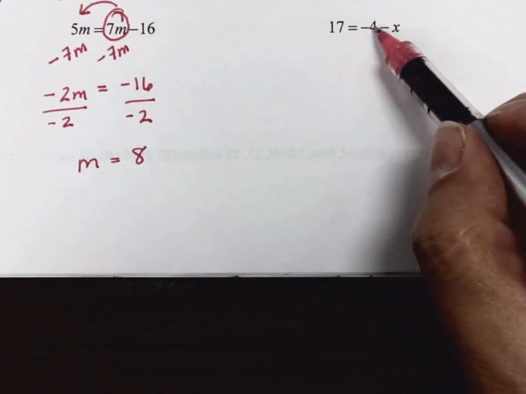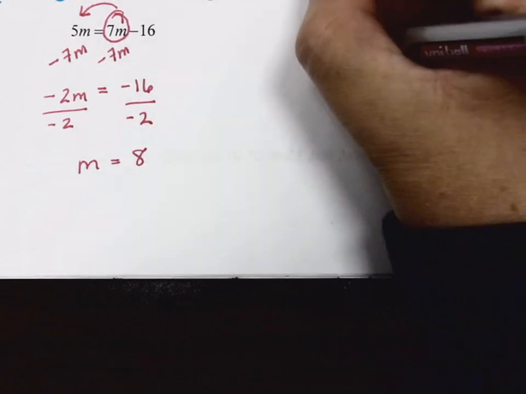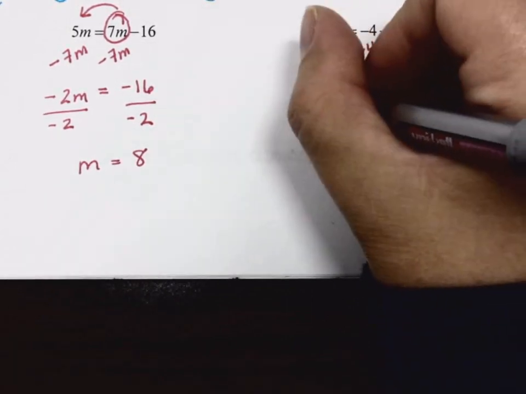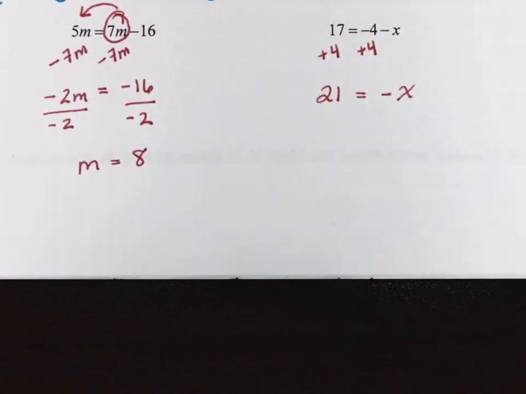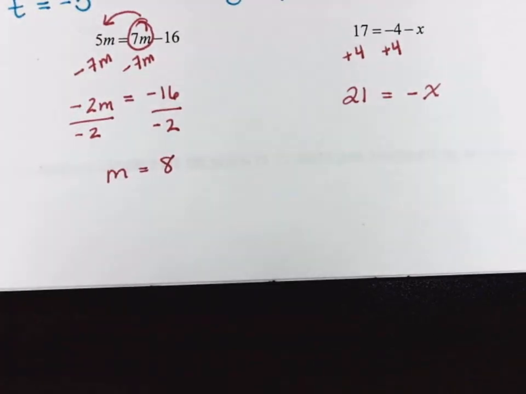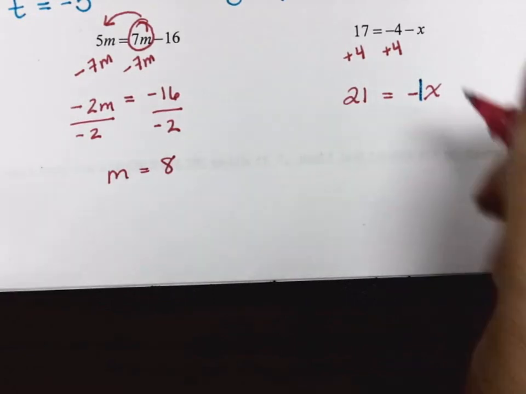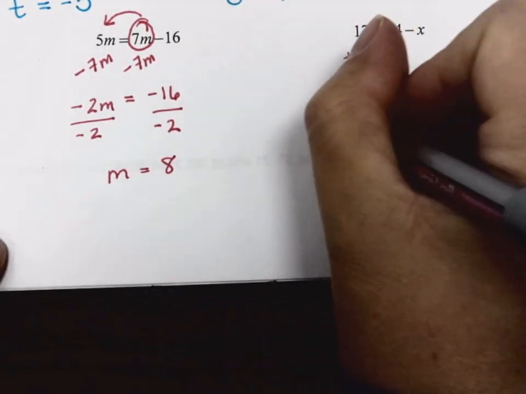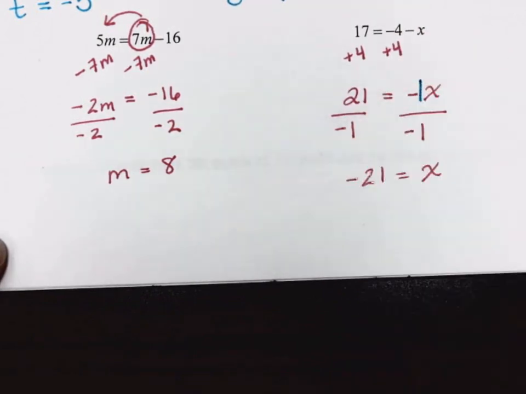So I have a subtract 4 or a negative 4 here. So the opposite to that is add 4. Whatever I do to one side, I have to do to the other. So I have 21 equals negative x. What's the coefficient on that? What's the invisible number that we can't see? 1. So that's like saying x is being multiplied by a negative 1. So it's just like if it was a negative 3, we divide it out by dividing negative 1. So that would become a positive x, and this would become a negative 21.